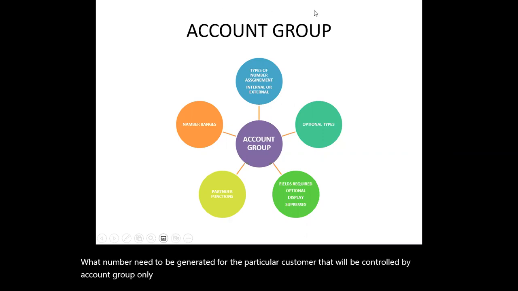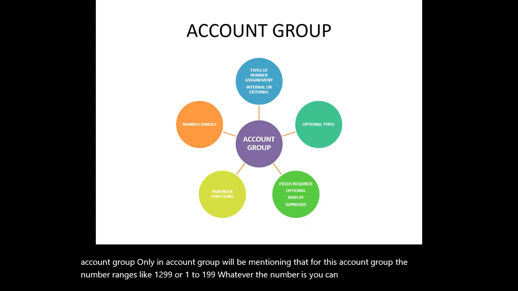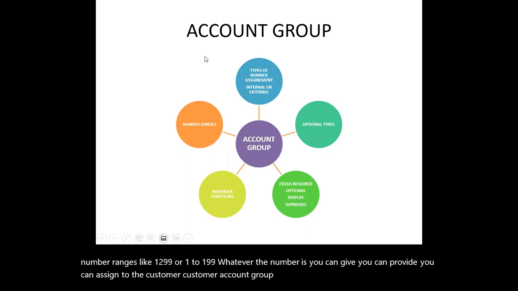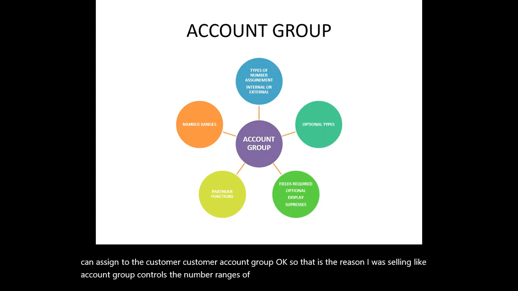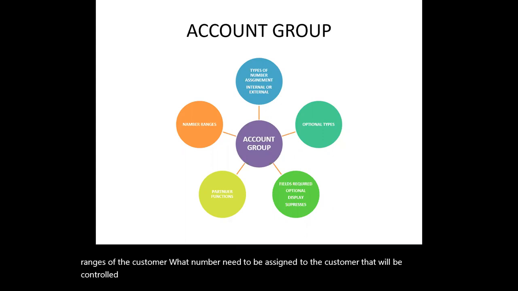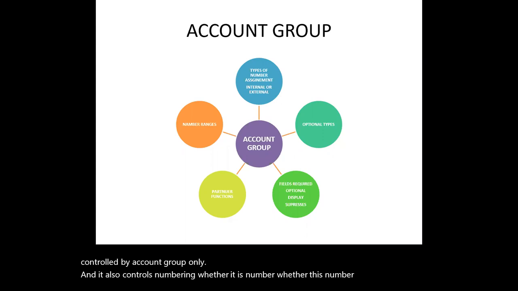In the account group, we mention that for this account group, the number ranges are like 1 to 99 or 1 to 199. Whatever number ranges you provide, we can assign to the customer account group. So that is the reason I was saying account group controls the number ranges of the customer. What number needs to be assigned to the customer will be controlled by account group only. And it also controls whether this number range is an internal number range or an external number range.